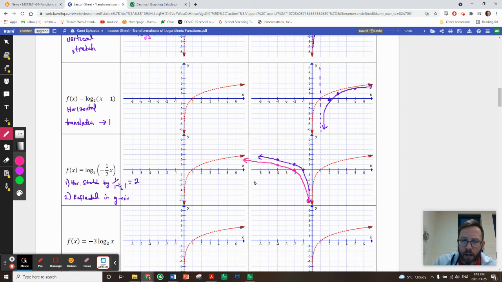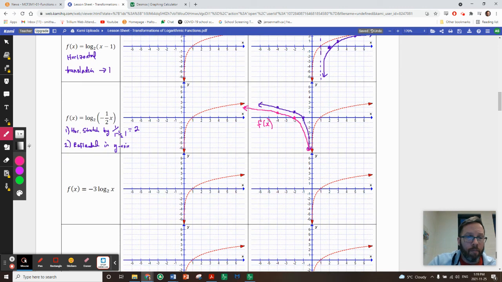The green graph is, I'm not colorblind, the pink graph that is f of x. All right. Negative 3 log base 2 of x. So we get a vertical stretch, and I'm just going to say by a factor of 3, if you're watching and want to write that down.